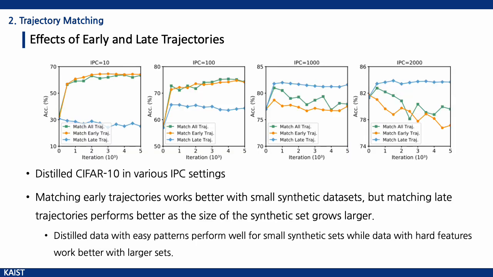The graph above shows the accuracy at each iteration for distilled CIFAR-10 across various IPC settings. When the synthetic dataset is small, matching early trajectories proves more effective, as the distilled data contains easy patterns that are better suited for smaller sets. However, as the size of the synthetic dataset increases, late trajectory matching yields better results, as it introduces harder features that are more advantageous for larger sets.